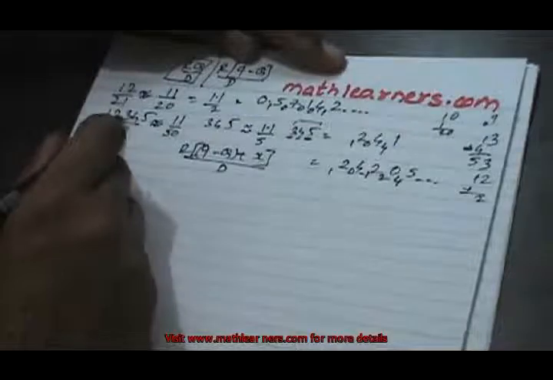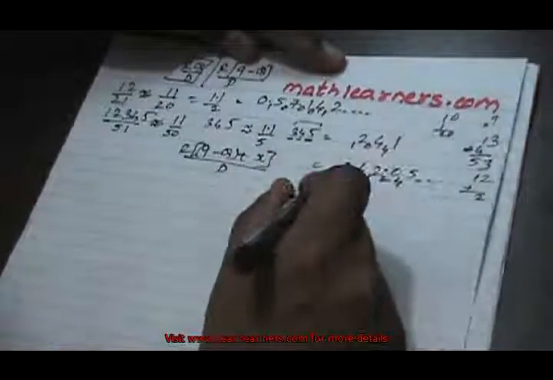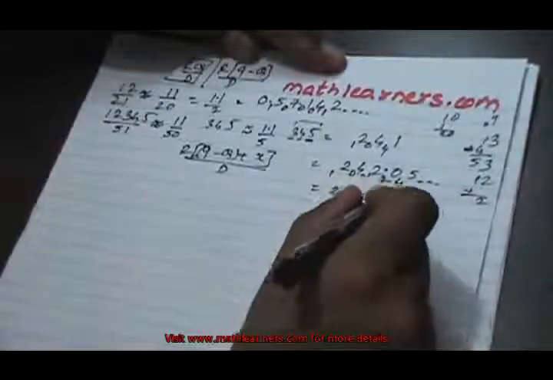So by observation we can say the decimal point will come after 3 decimal places. So the final answer is 242.05.